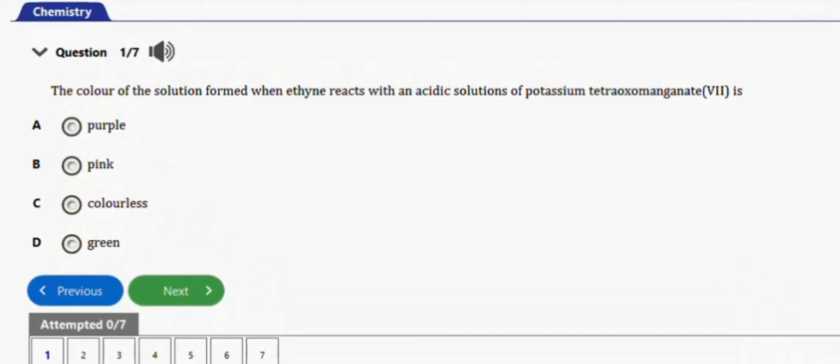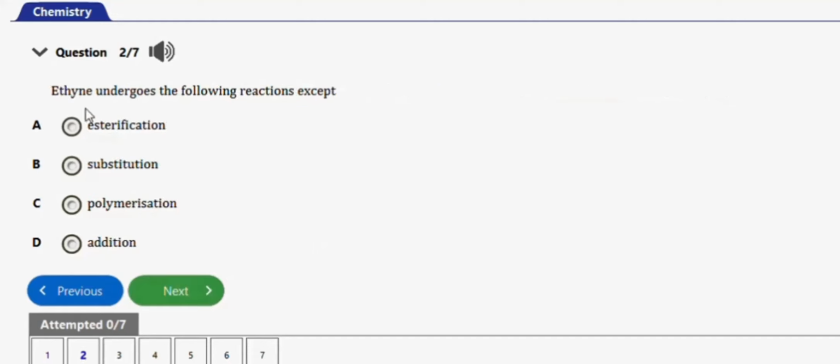In this video, we're going to learn how to solve these chemistry problems under alkynes. So guys, we have 6 repeated questions to practice with in this video. Let's get started. The first question I have here says the color of the solution formed when ethyne reacts with an acidic solution of potassium tetraoxomanganate(VII) is, so it's colorless, guys. Very important. Option C. Next repeated question, this one, it says ethyne undergoes the following reactions except, so the right answer is option A, which is esterification.